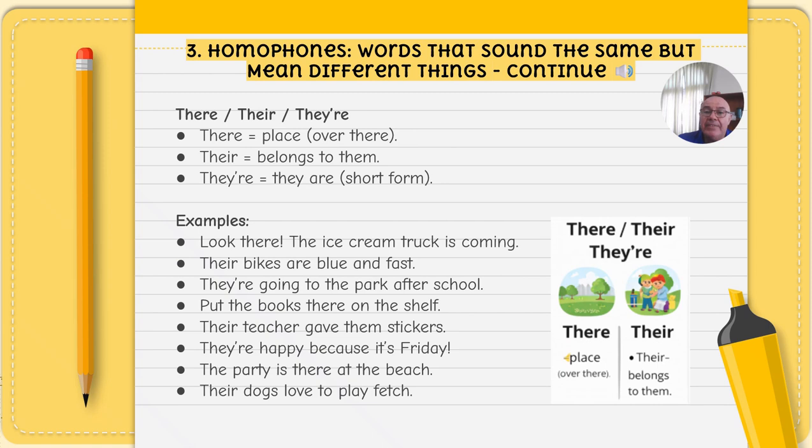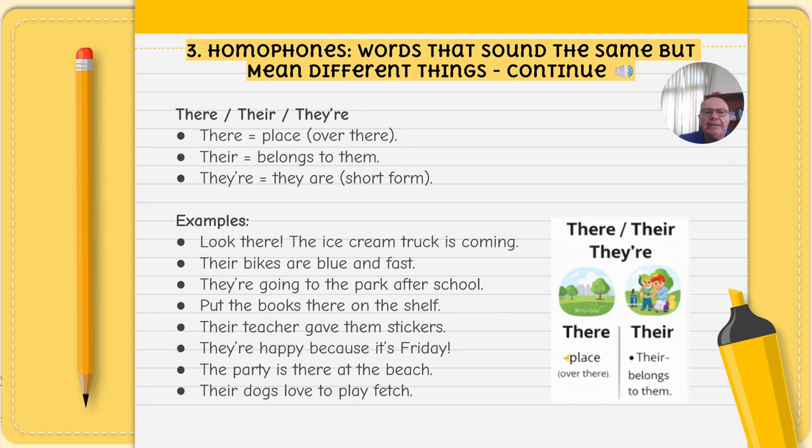First, we will look at there, their, they're. They all sound the same, right? The first one, there. It's a place over there. The next one, their. It belongs to them. Lastly, they're. They are. That's the short form. Here are some examples to make it easy and more understandable.